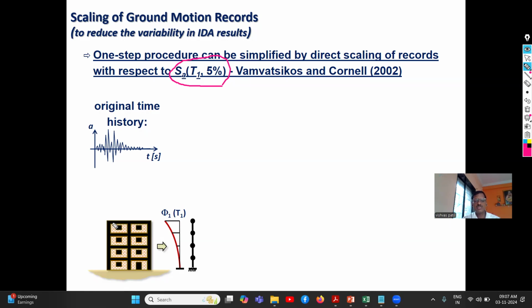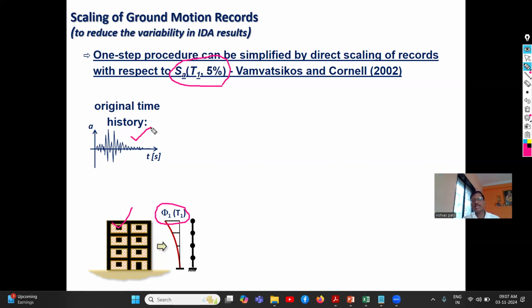Now, what is the basis of this one-step scaling procedure? First of all, whatever the structure, whatever the building under study, do the modal analysis and find out its first mode time period. That is the first value we require, and then get the value of SAT1. We will get the SAT1 value from the response spectrum. So this is the selected ground motion record.